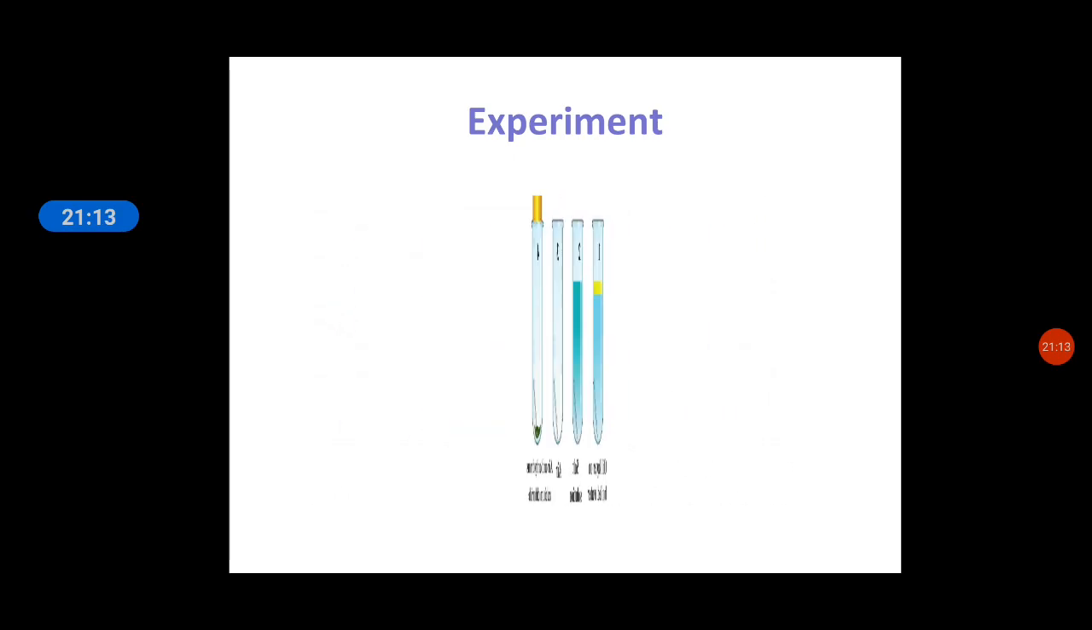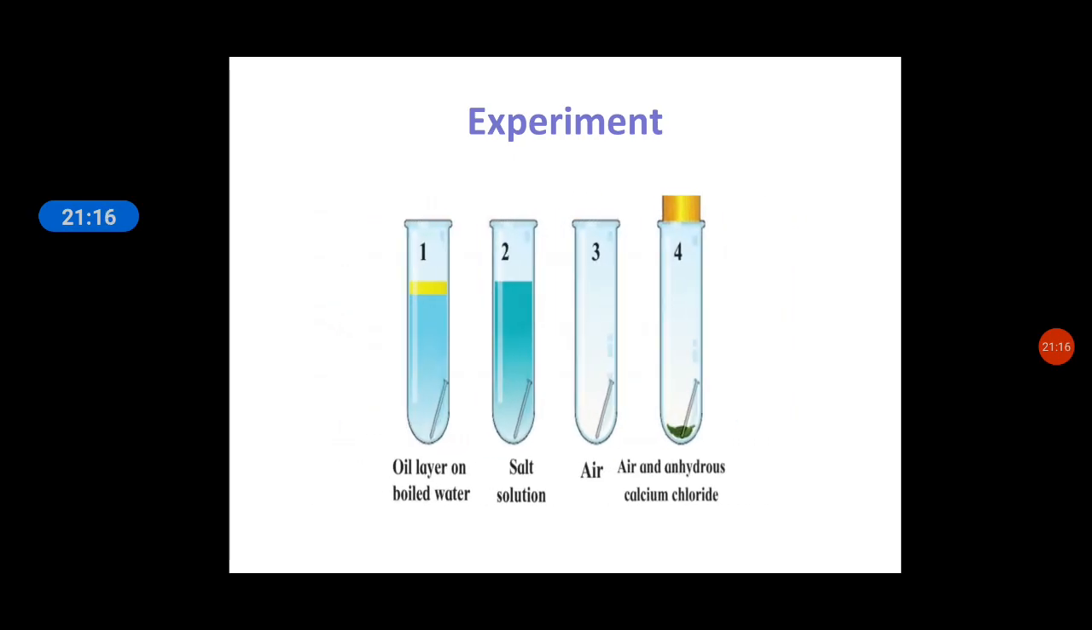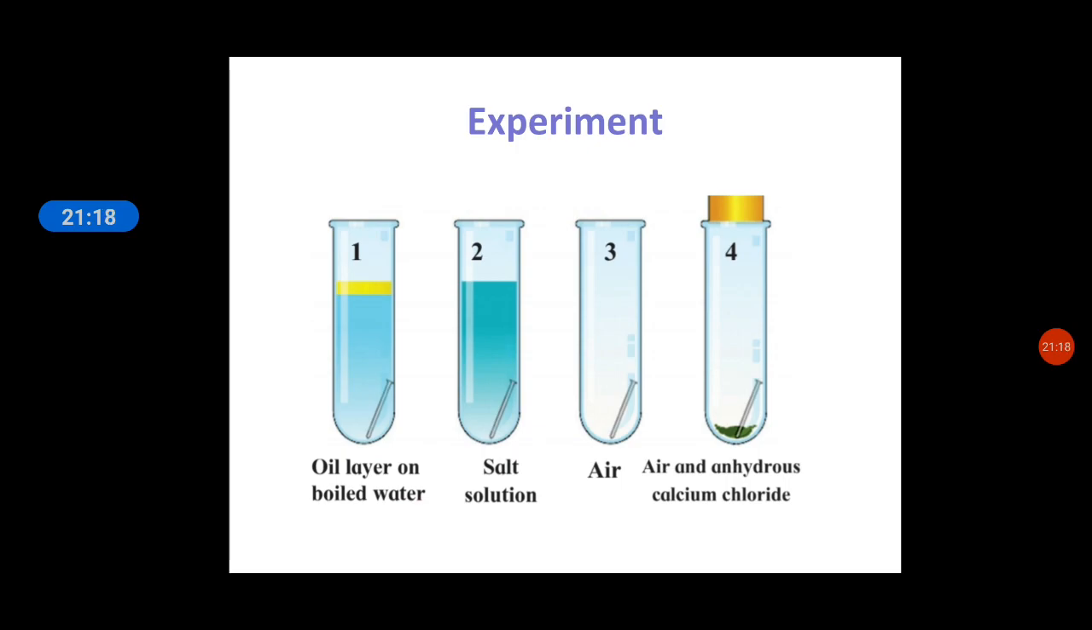Now let's do one experiment on corrosion. Observe these four test tubes. In one test tube, there is an oil layer on boiled water, and under that one nail is there. In the second, we are taking salt solution and a nail is there. In the third, air is present, nothing else, and one nail is there. In the last, a nail is there and the cork is on the test tube. Air and anhydrous calcium chloride are present in it.